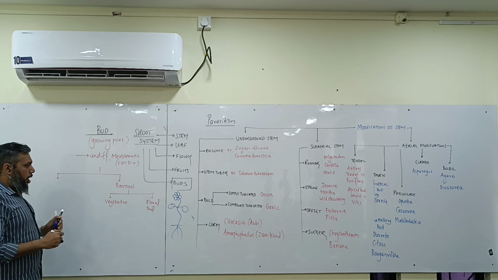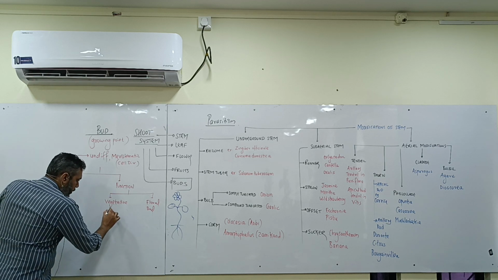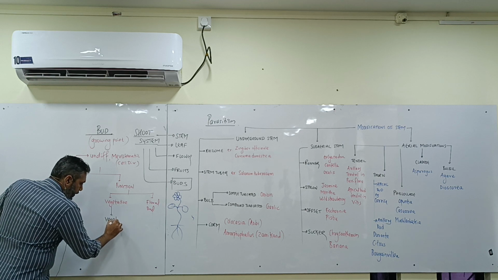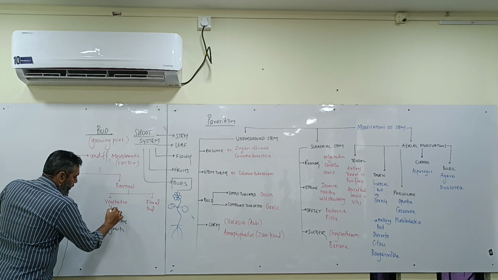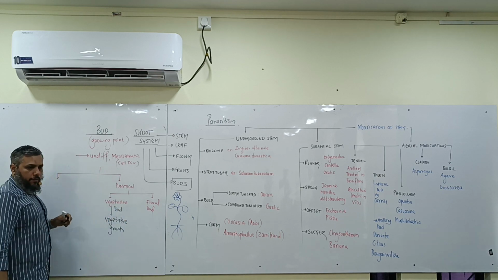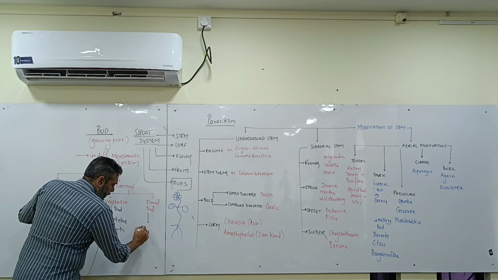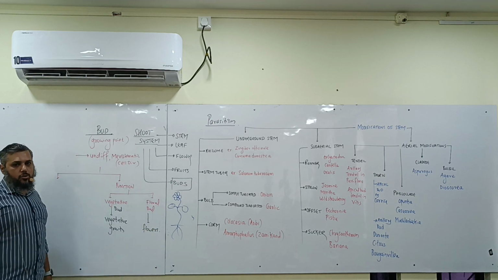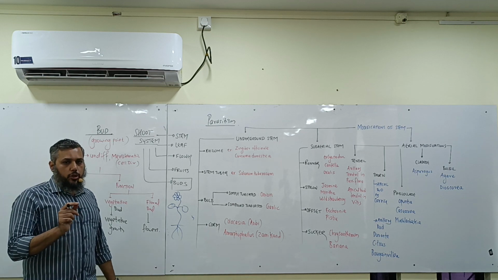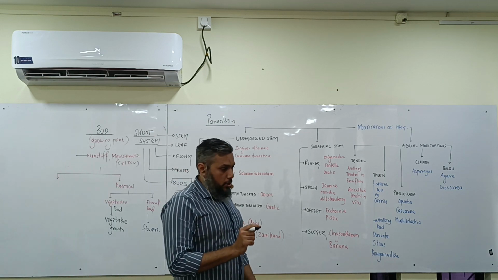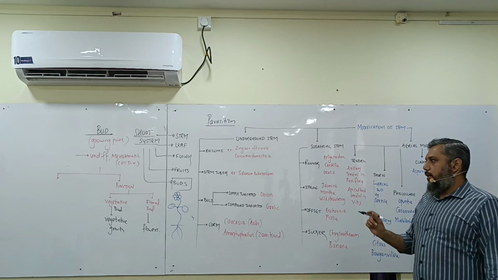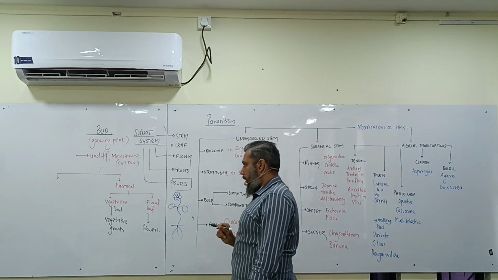So now, if the bud is helping in vegetative growth, then that bud will be called a vegetative bud. Whereas if the bud is helping in the formation of flowers, then that bud is called a floral bud. So depending upon its function, you can classify the bud as vegetative and floral bud.